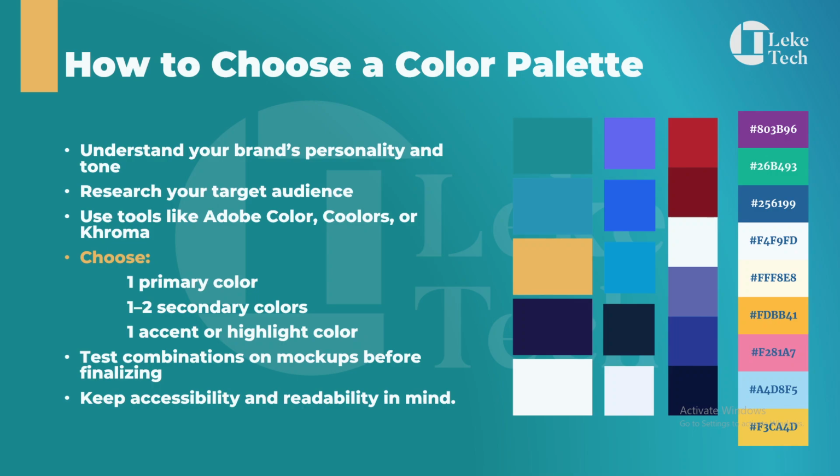Use tools like Adobe Color or Colors or Chroma. These are tools you can use to combine colors together and see how they look. For example, on your right here, you see some different color palettes which I've used across different brands, across different designs. The guideline is first to choose a primary color. For this one here, this was the primary color. This is actually the color palette for Leke Tech.